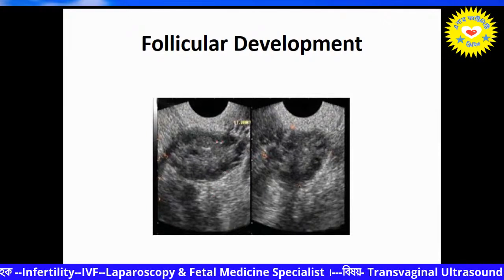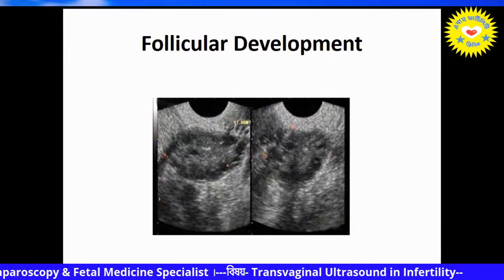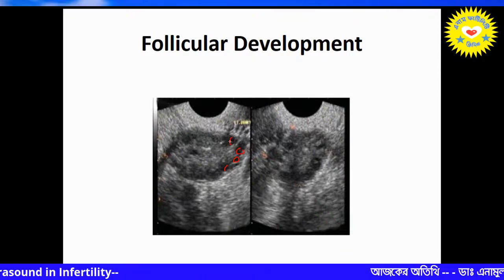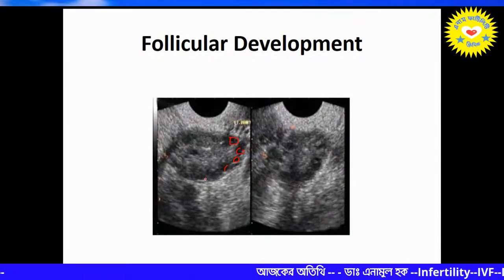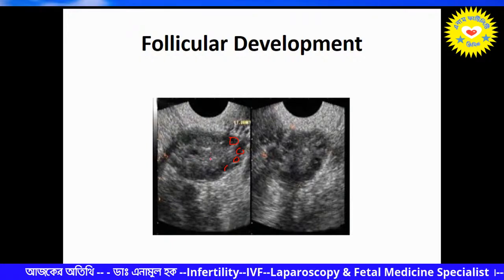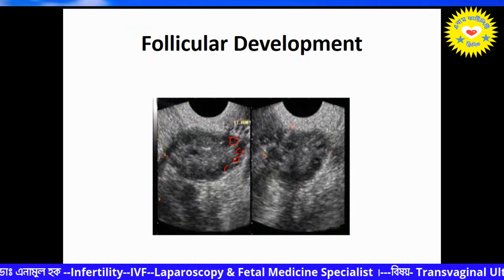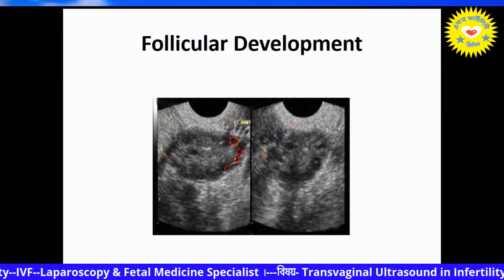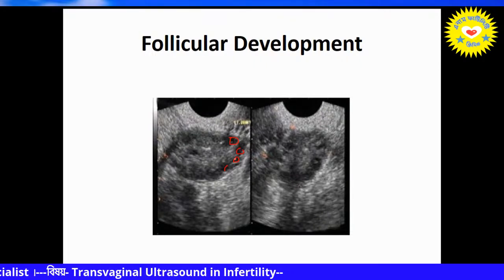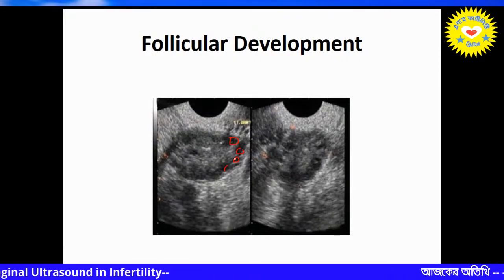In the baseline scan, these are the antral follicles, small anechoic structures you are seeing. In a day 2 scan, we have to assess the exact number of antral follicles. Accordingly, you can optimize your dose of stimulation, how much drug you need. You can assess that with the baseline scan.